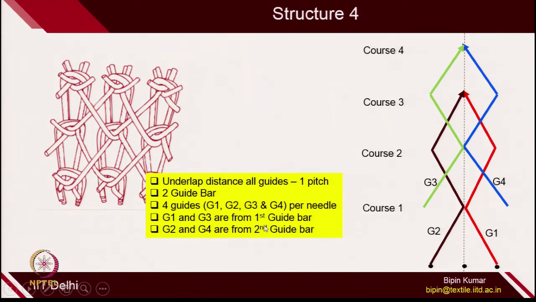So, it must be from the second guide bar. These features are sometimes very useful for describing any warp knitted structures. Again, this is another one.